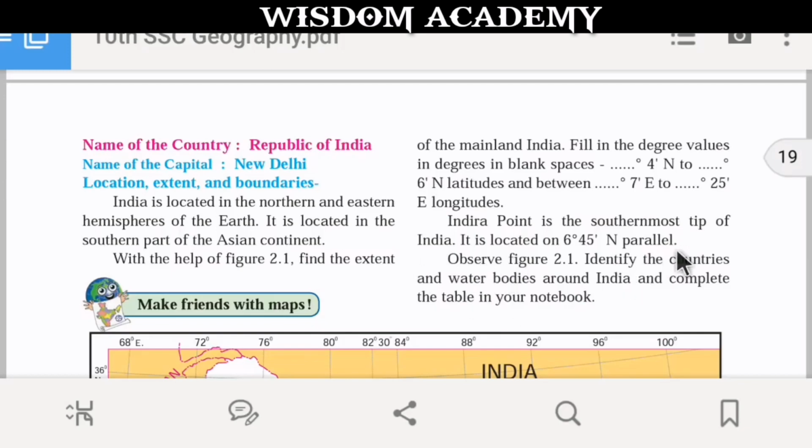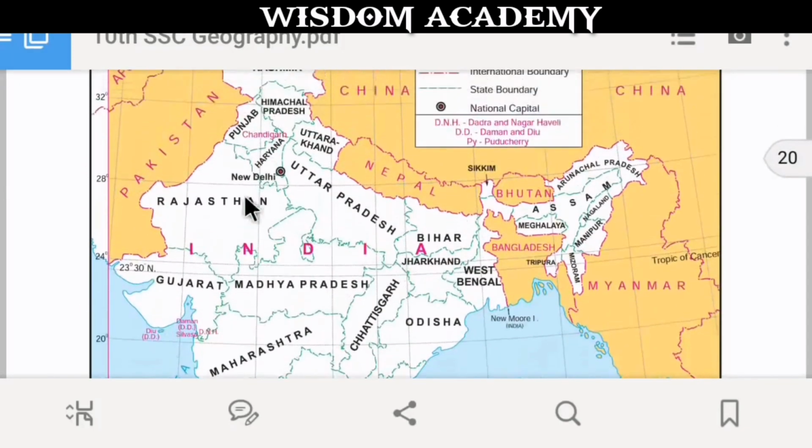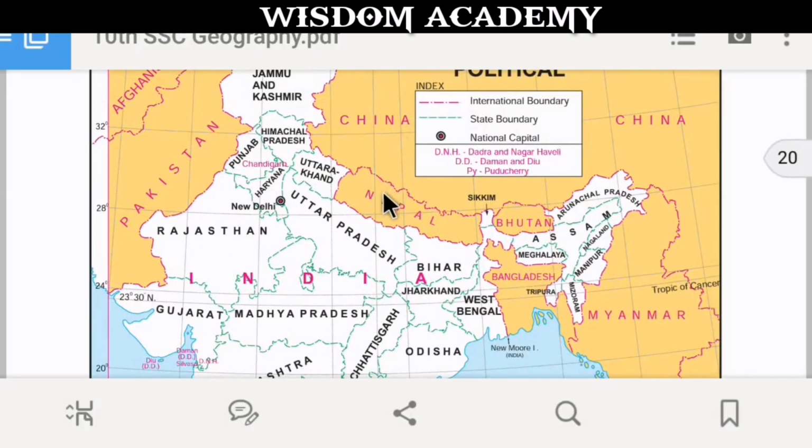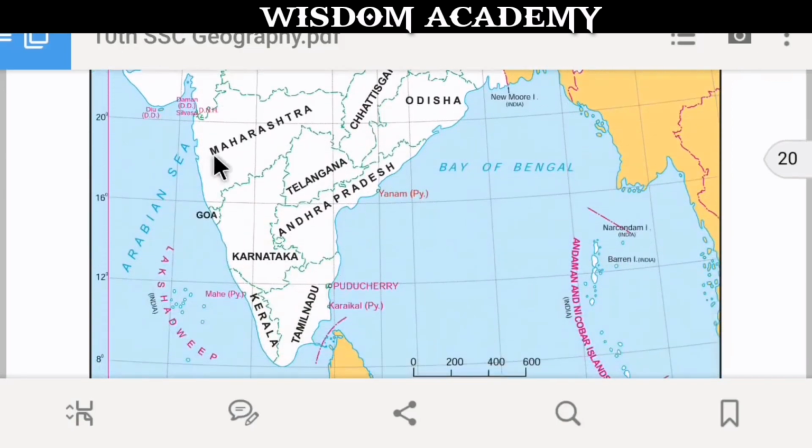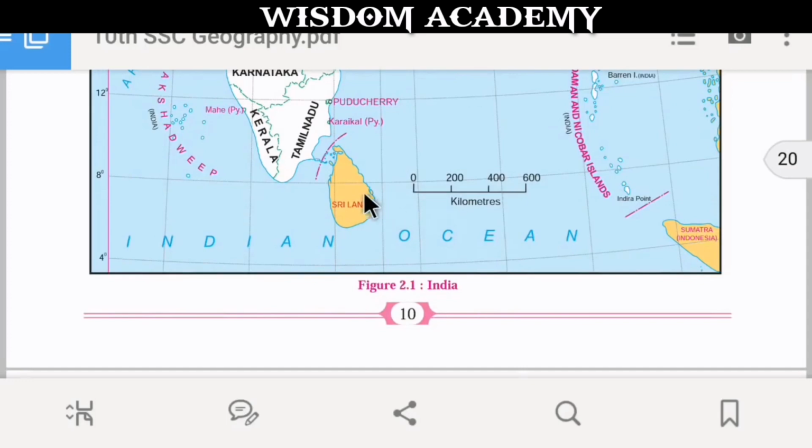So there are various countries like Pakistan, Afghanistan, China, Nepal, Bhutan, Bangladesh, Myanmar that are neighbors of India. Also we are having Arabian Sea to the west, Bay of Bengal to the east. We are having Indian Ocean to the south. Also Sri Lanka is to the south of India. These are the different neighbors of India and different land bodies and water bodies that are found near India.